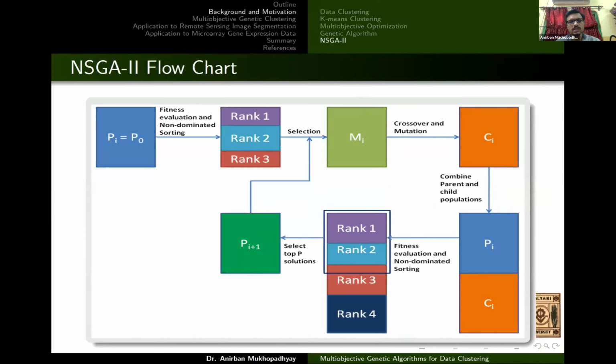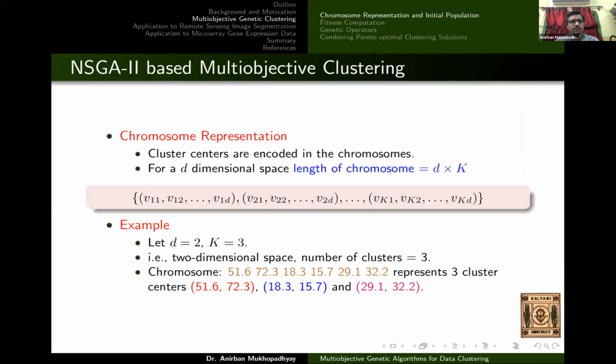Now, how do we use NSGA-II for multi-objective clustering? The first step is the chromosome representation of a clustering solution. A clustering solution is represented by a set of cluster centers, which we have already seen for the K-means problem. So the output is a set of K cluster centers. If we are dealing with a D-dimensional data set, each cluster center has D coordinate values.